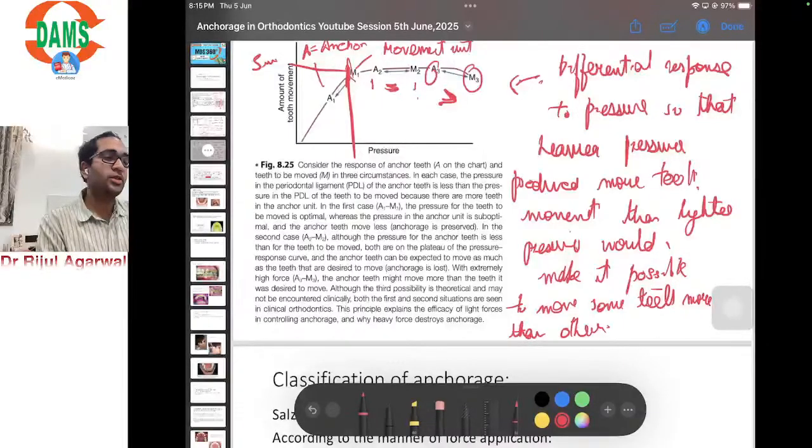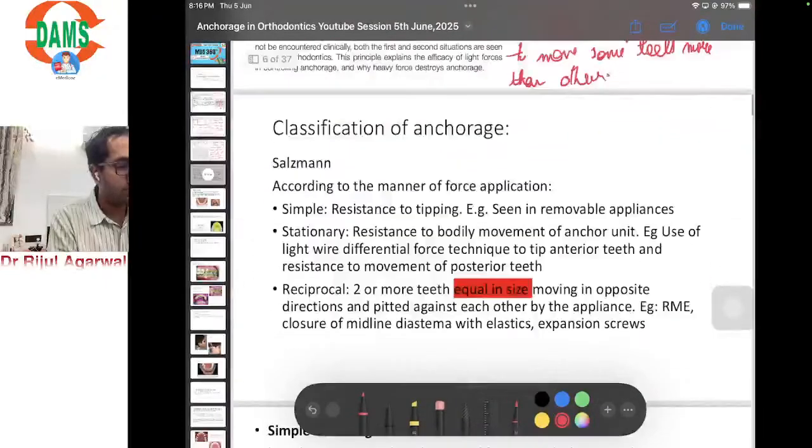So that is the aim of anchorage and anchorage therapy. This is the basic and the most important concept behind the anchorage principles in orthodontics. If you are clear with this, you will easily be able to understand the upcoming things: the classification, the methods, how do we do it. I hope I am clear until now, then I'll move ahead.